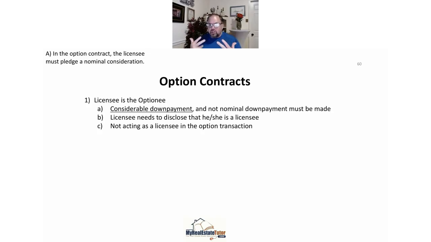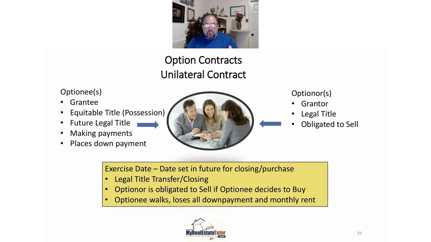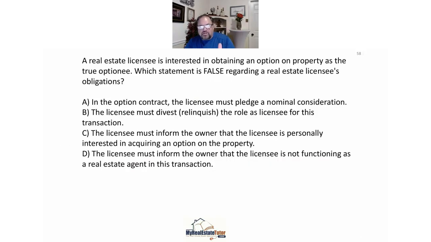Okay. So two disclosures, and the fact they must put a considerable payment down and not just a nominal. And so that's answer A. Okay. So if you circle back to the question, a real estate licensee has an interest in obtaining an option on the property as a true optionee. Which statement is false? And answer A, in the option contract, must pledge a nominal amount. And the answer is no, it's considerable.